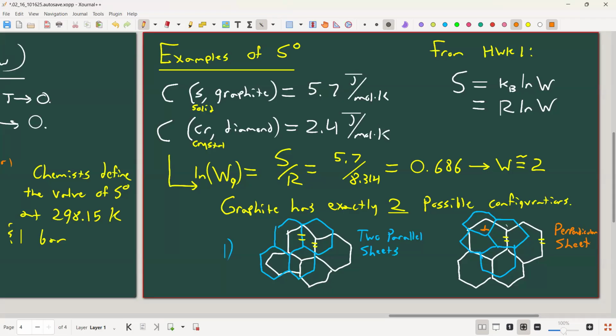So let's go back and look at diamond. Diamond's a little funky. Diamond's some number basically between 1 and 2. So diamond actually has a ratio. Let's calculate what that ratio is.